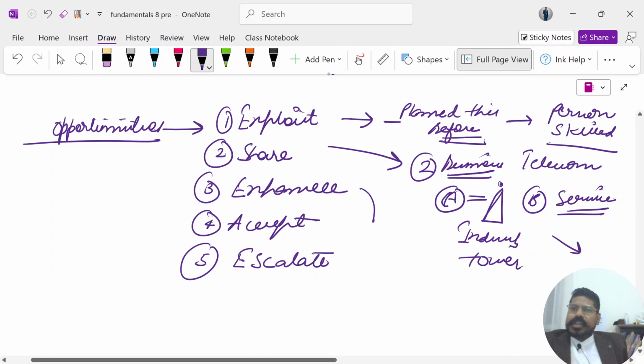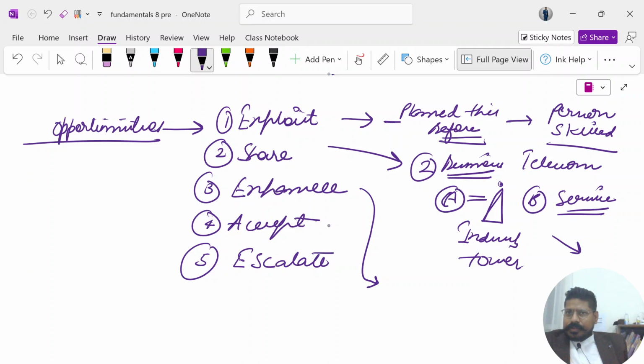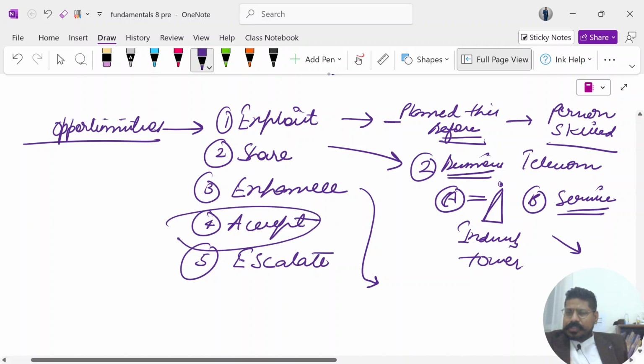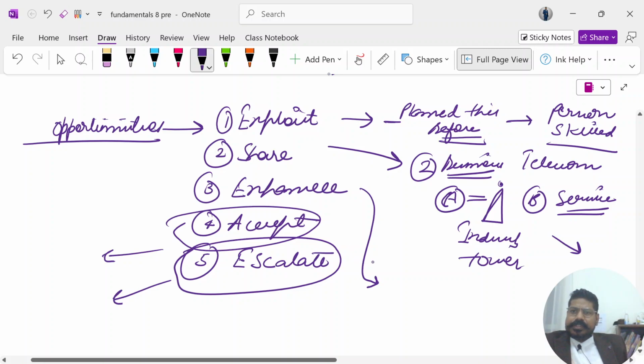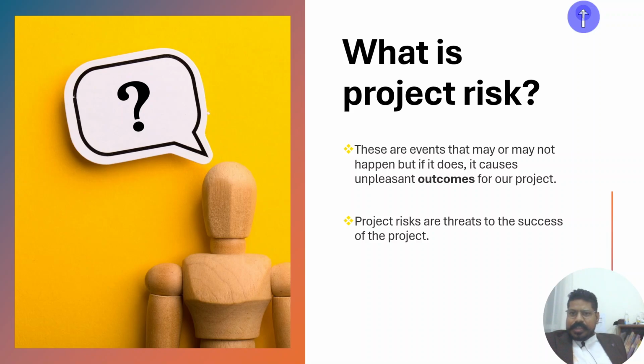Then comes enhance. Accept is the same thing. You cannot do anything about it, you accept. Escalate, you just inform your supervisors, team managers, senior stakeholders. So this is an example of opportunities. So let's understand through slides.